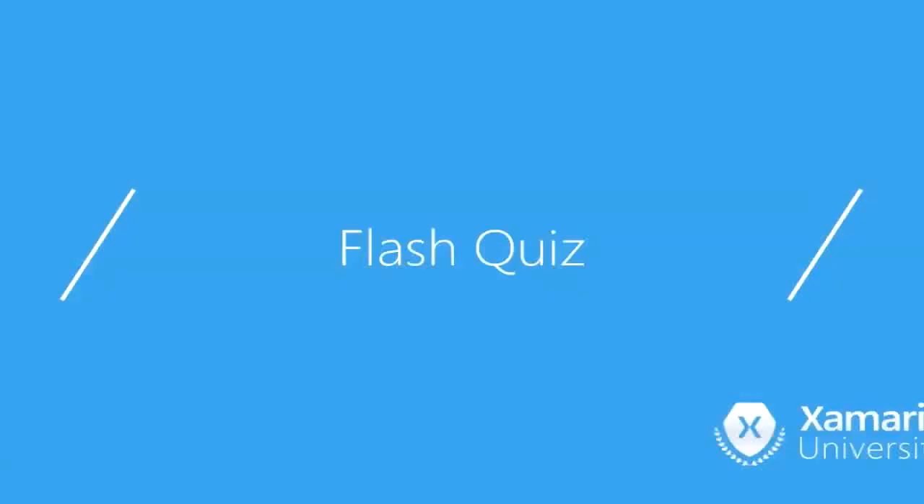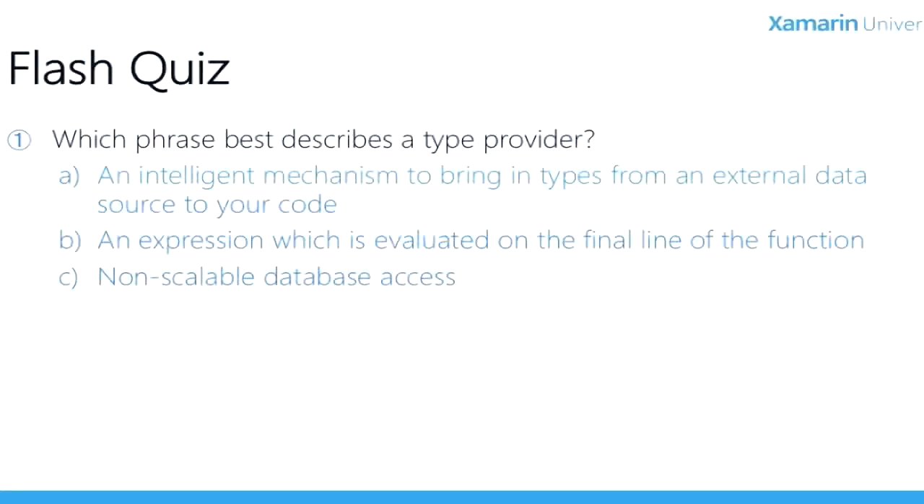So let's move on to the flash quiz. Question 1. Which phrase best describes a type provider? A. An intelligent mechanism to bring in types from an external data source to your code. Is it B, an expression which is evaluated on the final line of the function, or C, non-scalable database access?